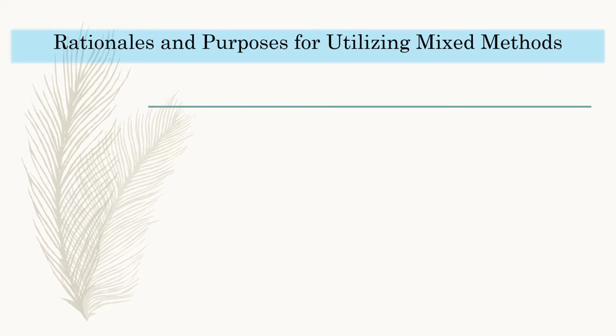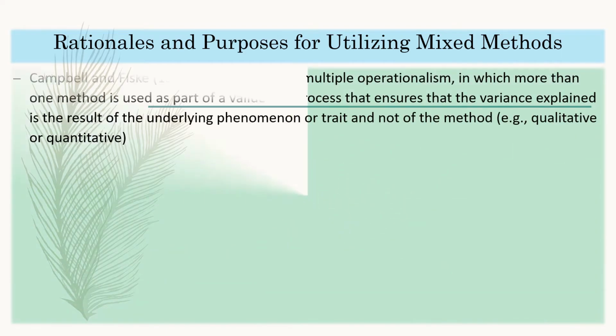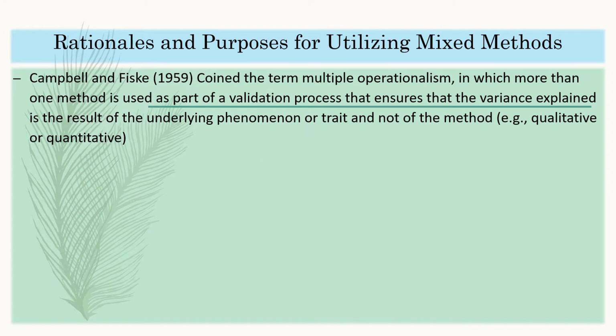So, what are the rationales and purposes for utilizing mixed methods, or why do we use mixed methods? First, according to Campbell and Fiske, they coined the term multiple operationalism, in which more than one method is used as a part of the validation process that ensures that the variance explained is the result of the underlying phenomenon or trait and not of the method. It's either qualitative or quantitative.